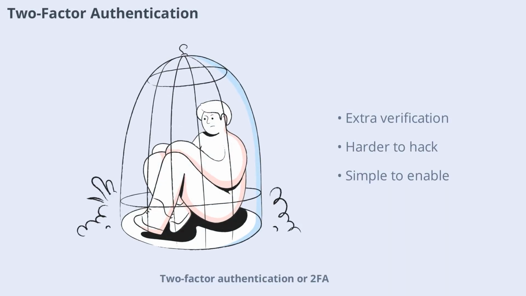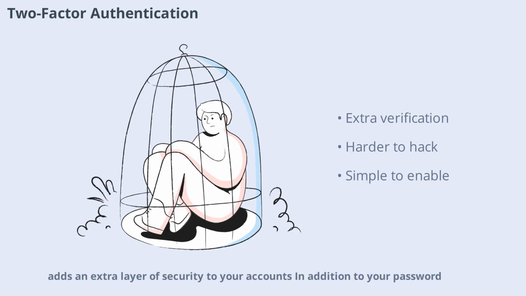Two-factor authentication, or 2FA, adds an extra layer of security to your accounts. In addition to your password, you'll need to provide a second form of verification, such as a code sent to your phone or generated by an app. This makes it much harder for hackers to gain access even if they have your password. Enabling 2FA on your important accounts is a simple step that greatly enhances your network security.